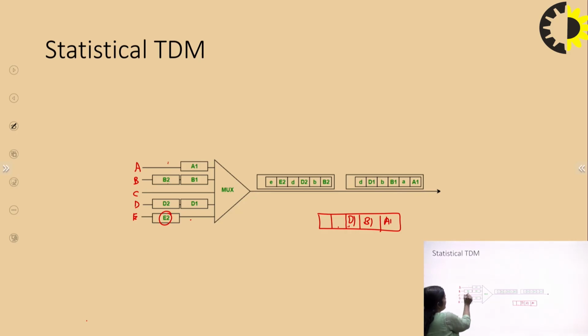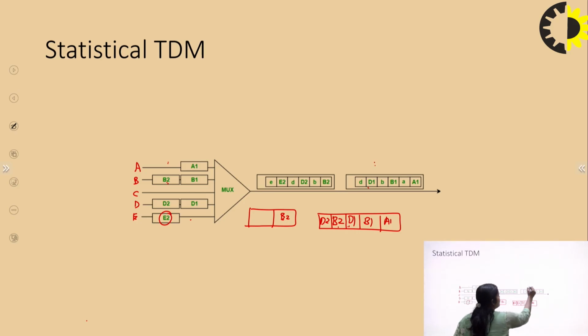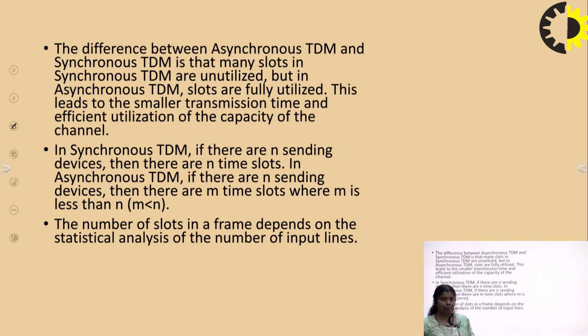Again you go to the next, A2 slot, search it out. Next is B2. Then next is D2, and next you can fill here with E2. Here I am taking 5 slots, and in this particular example it takes only 3. That's why here A1, B1 and D1, and B2, D2 and E2 are there. This is the simple statistical TDM.